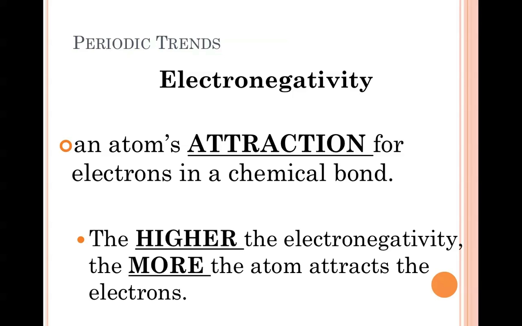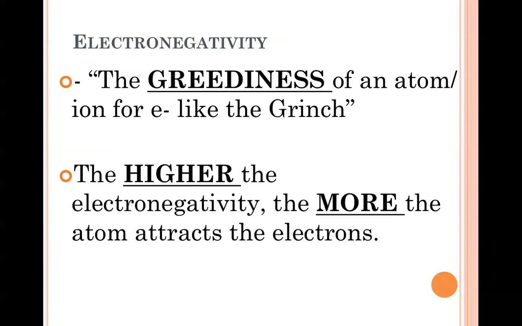Electronegativity is an atom's attraction for electrons in a chemical bond. The higher the electronegativity value, the more the atom attracts the electrons to it. So fluorine has our highest electronegativity value of 4.0. That means fluorine has the best attraction for electrons in a chemical bond.